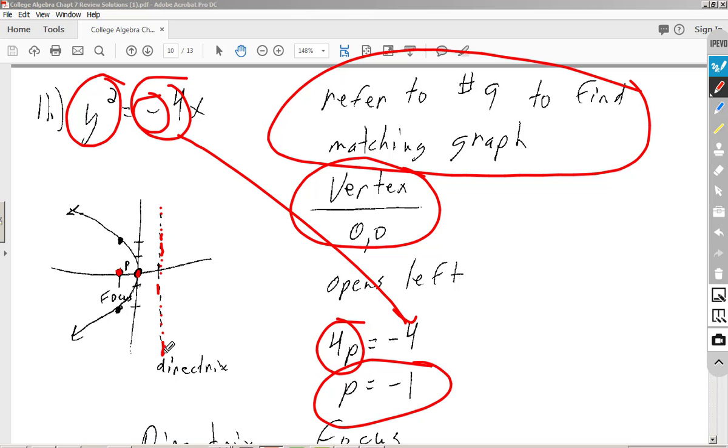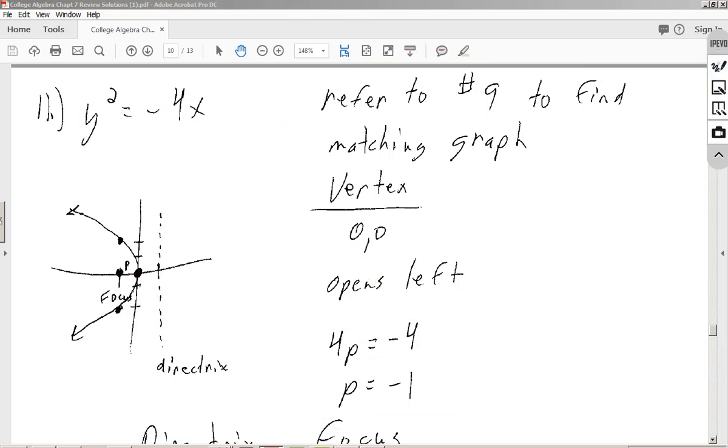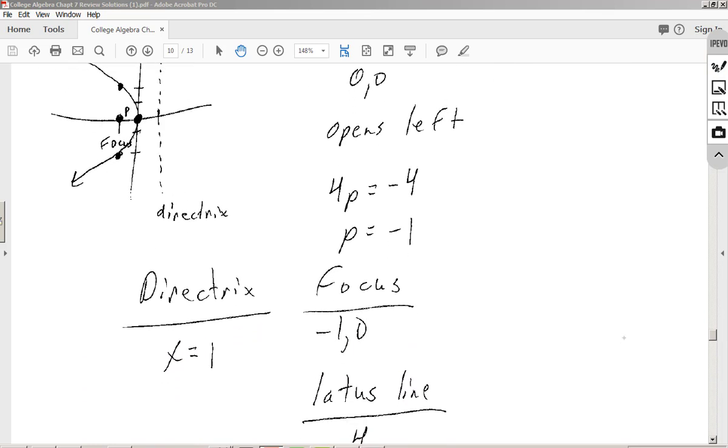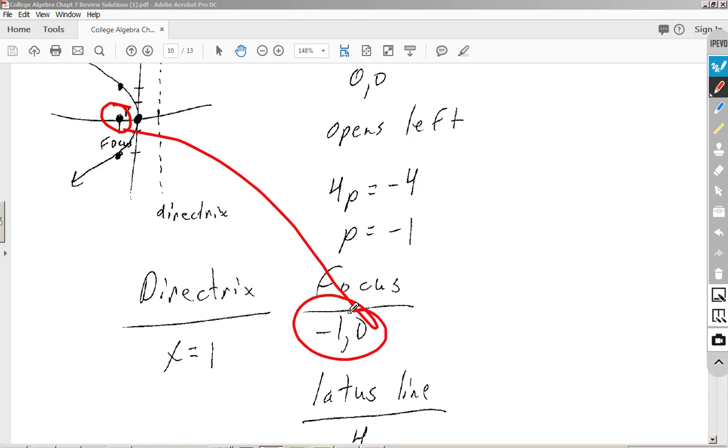So now that I've graphed this, I have to go ahead and write those equations down. So writing those equations down for my focus, you can either look at it. So here's my focus. I've got it at negative 1 and 0. And then my directrix is 1 behind that, so that's going to be x equals 1.